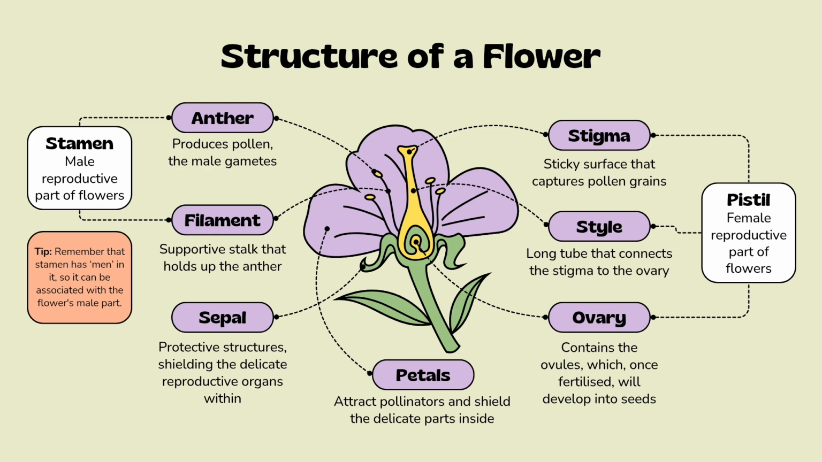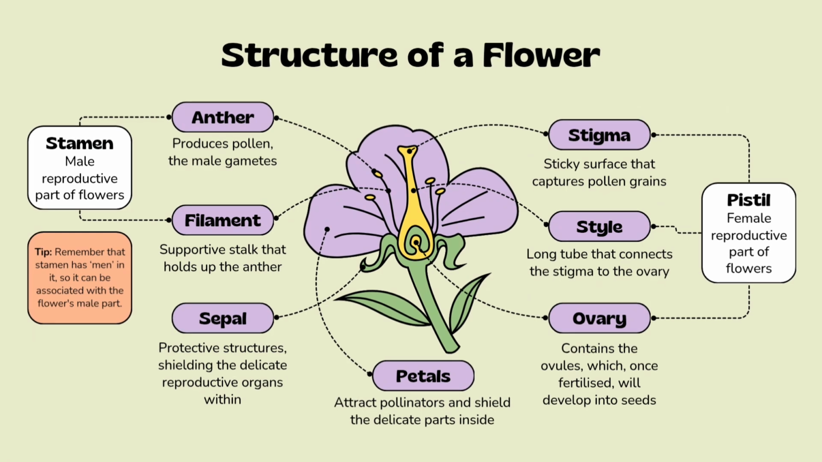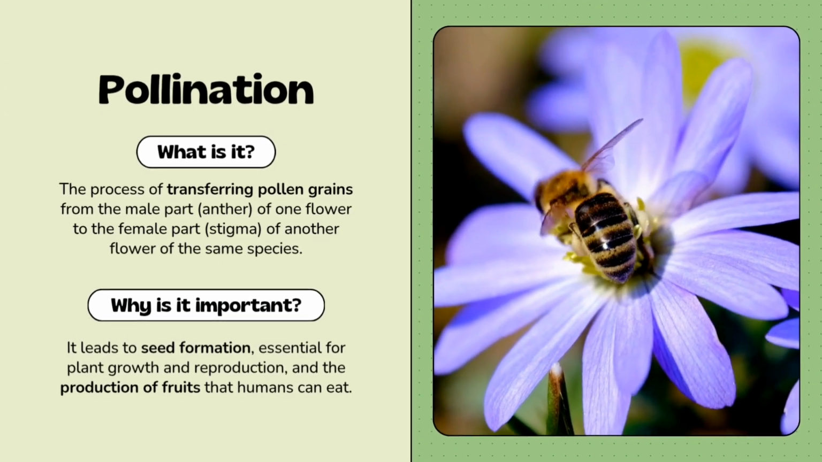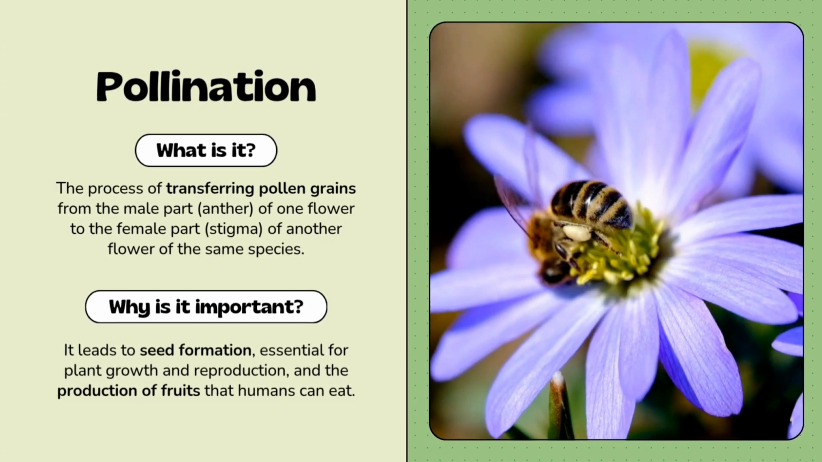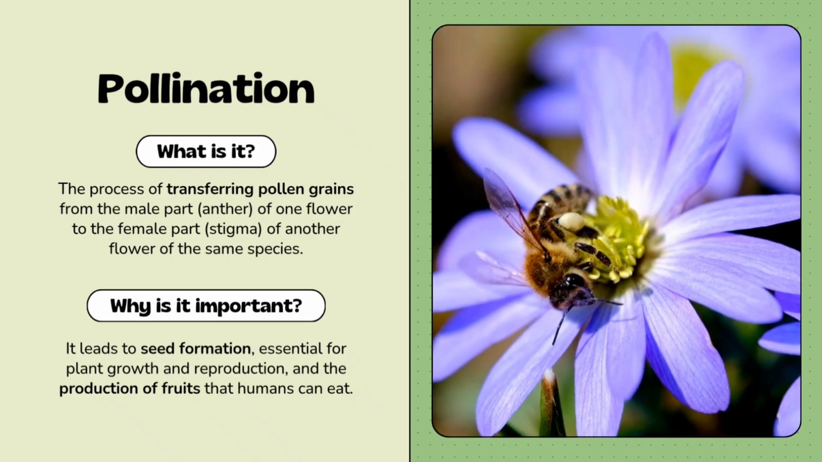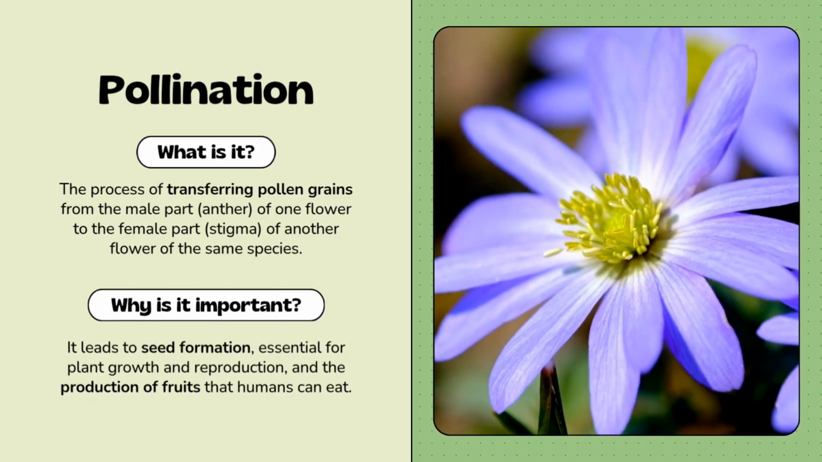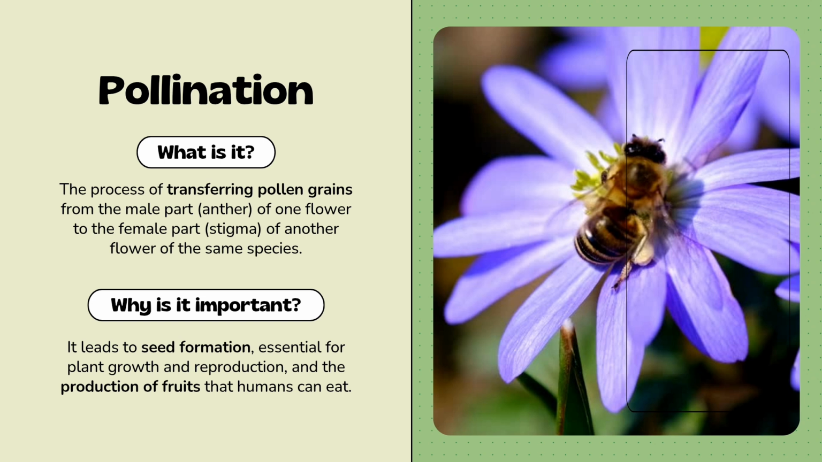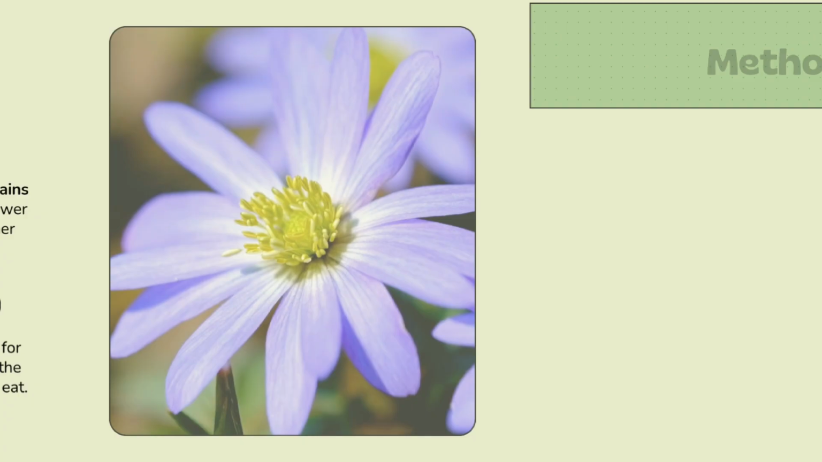Now that we understand the structure, let's talk about pollination. Pollination is the process of transferring pollen from the anther of one flower to the stigma of another flower of the same species. Simple definition, big importance. Why is pollination important? Because without it, there will be no seeds, no fruits, and honestly, no food for us. So next time you eat a mango or an apple, thank pollination.